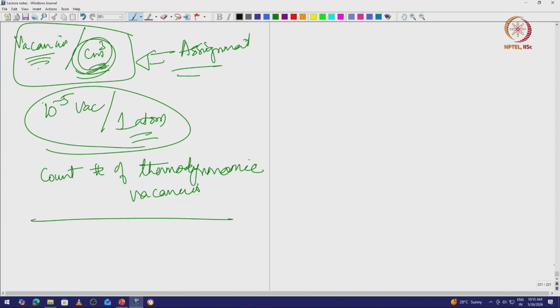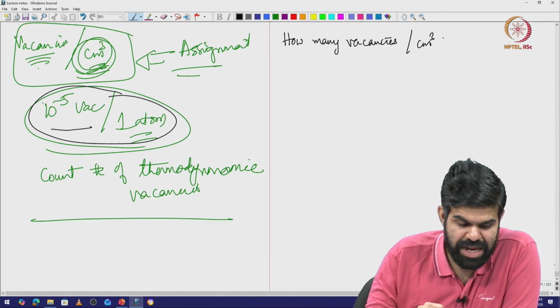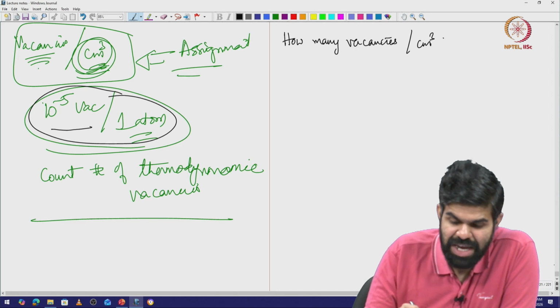And if you remember, in the previous class I gave you an assignment. I said, okay, so if we count based on the Arrhenius equation that we derived, if we count the number of vacancies per centimeter cube, if we derive the number of vacancies per atom, I have about 10 power minus 5 vacancies per 1 atom, right. Now I want to make this, so how many vacancies per centimeter cube? This is what I asked you to calculate, and maybe some of you may have done it.